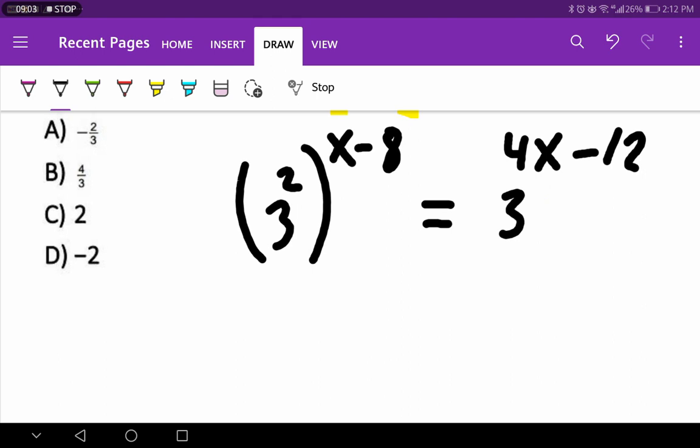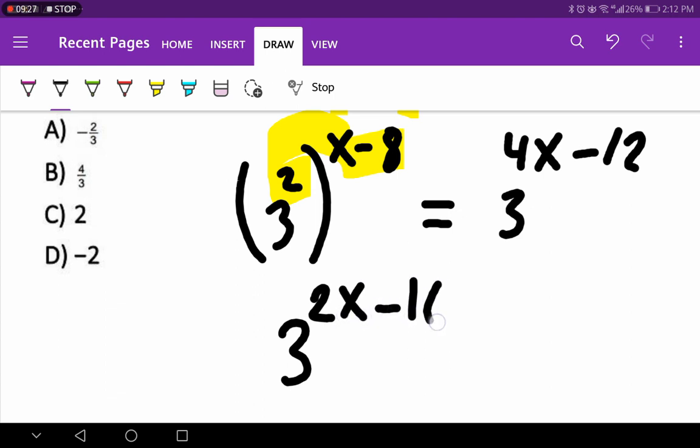Nawaf, what do we have to do now? We will drop the powers. We are happy now because the base is the same. But before we are happy, we have to do one more step: multiply the 2 with the exponent x minus 8. So it will be 3 to the power of 2x minus 16, and the other side stays as it is.